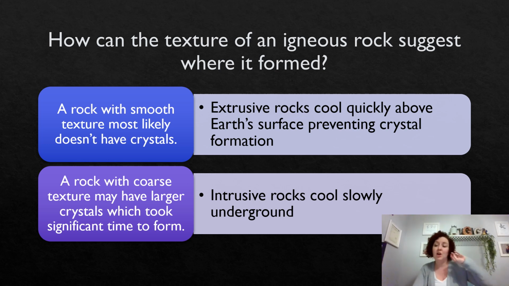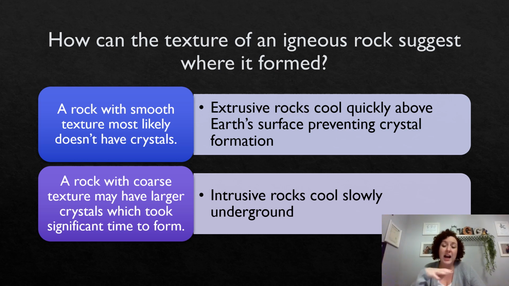So if you were to be like, oh, this is extrusive, extrusive, extrusive, the way you can then tell the other three are intrusive is because the rock seems to be very coarse in texture. You can see well-defined crystals because it had time to form.